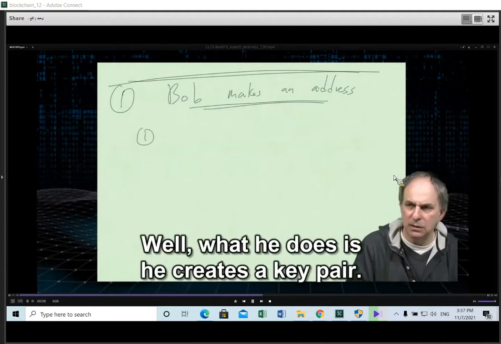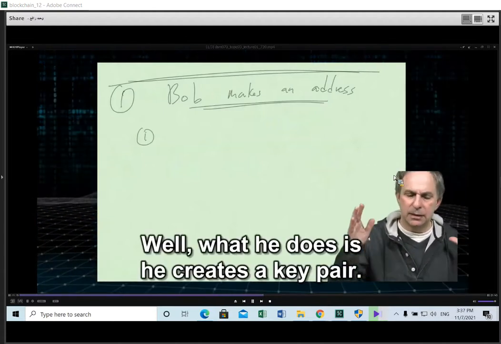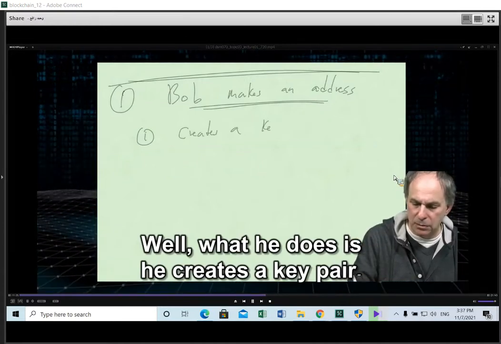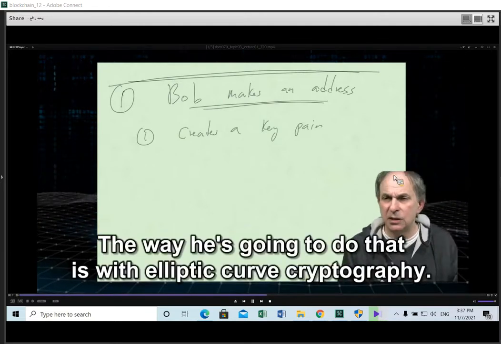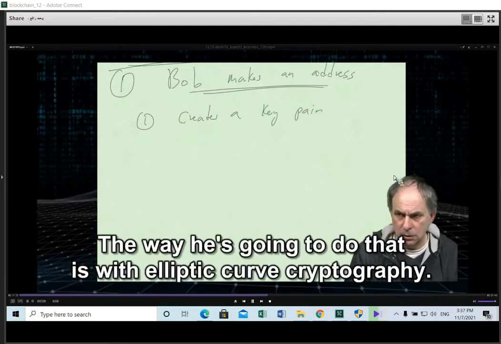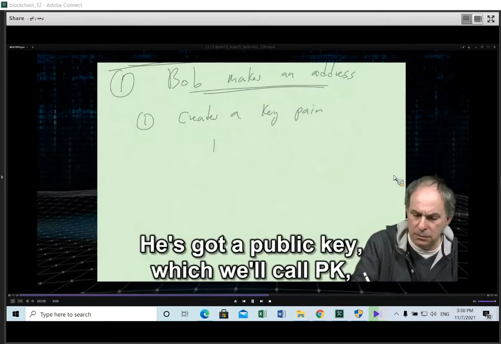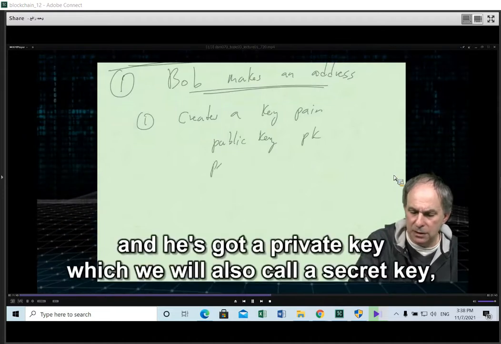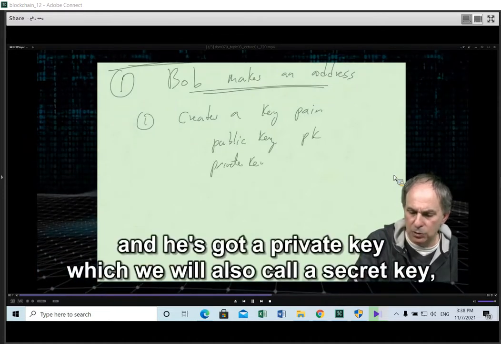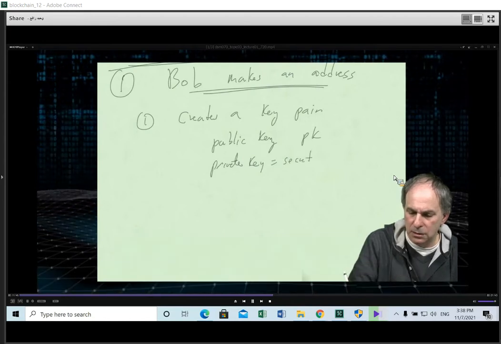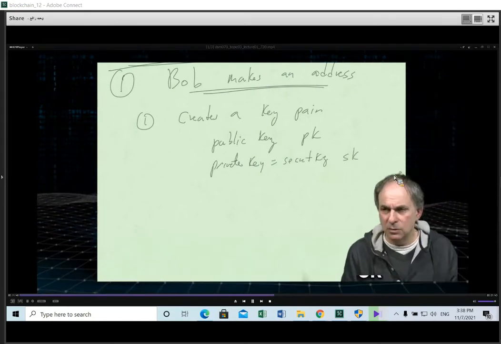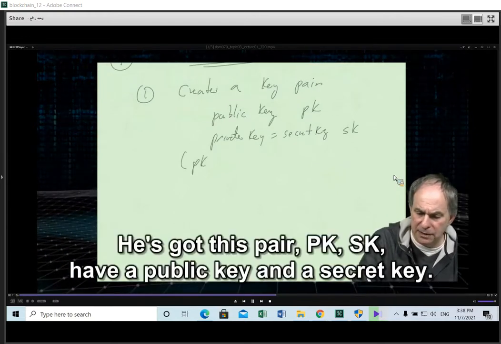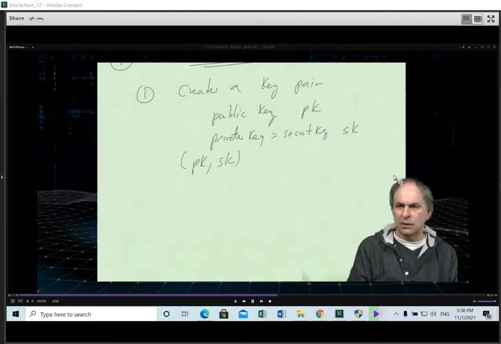Well, he creates a key pair, and the way he's going to do that is with elliptic curve cryptography. So he's got a public key, which we'll call PK, and a private key, which we will also call a secret key, so we can call it SK. Otherwise we'd be stuck with 2 PKs, and that's not going to help us with anything. So he's got this pair, PK, SK, of a public key and a secret key.